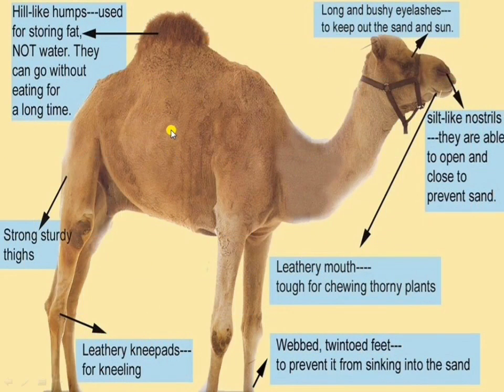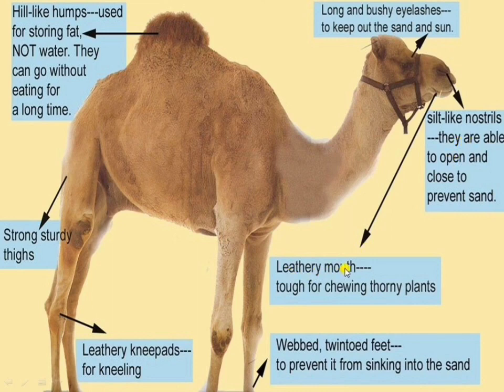Here, as you can see in this picture, this is the hump that is present over here. It's a hill-like hump used for storing fat, not water. They can go without eating for a long time because of this hump. Next, they have long and bristly eyelashes to keep out the sand and sun. Then, slit-like nostrils, they are able to open and close to prevent the sand. That's why they have the slit-like nostrils.